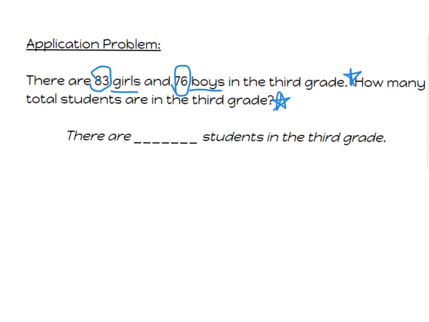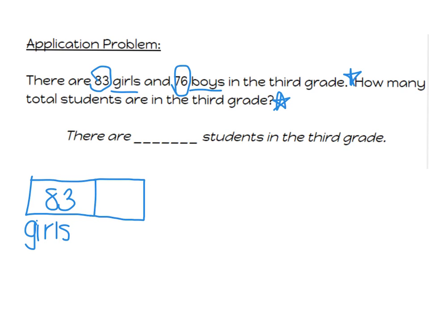Let's see if we can draw something to help us with this problem. Let's draw a tape diagram. We know that there are 83 girls, so let's draw a box to represent how many girls there are. We also know that there are 76 boys, so let's draw another box to represent how many boys there are. We don't know the total, so I'm going to put a bracket at the top with a question mark.